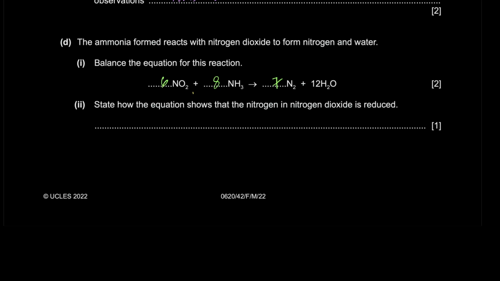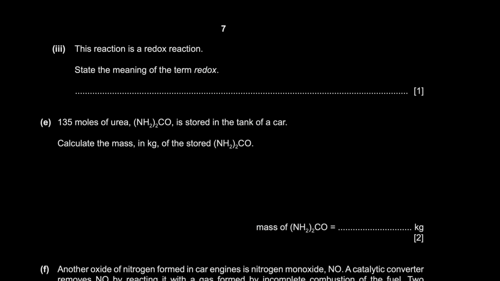State how the equation shows that nitrogen in nitrogen dioxide is reduced. So what's happening is nitrogen dioxide is turning into nitrogen. It's losing oxygen. That's how I know it's being reduced. So there's a loss of oxygen. Pretty cool. State the meaning of the term redox. It is when oxidation and reduction happen.